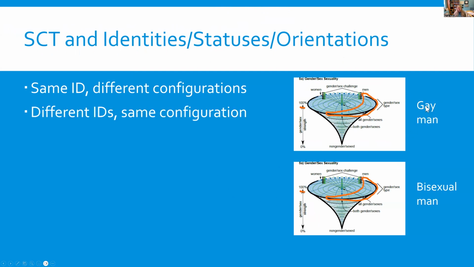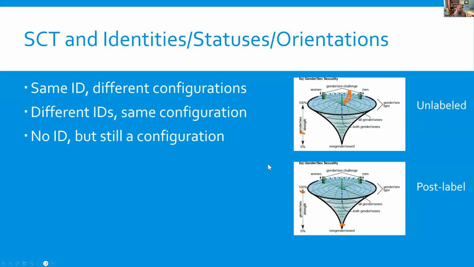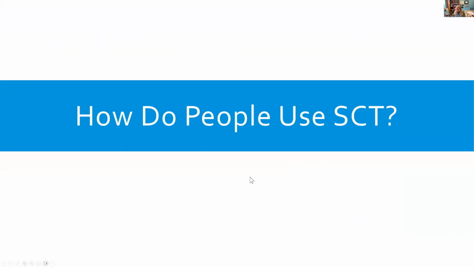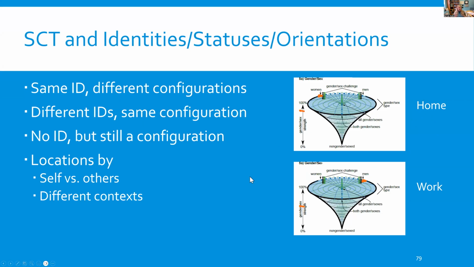We can also have two people with different identities who actually might locate themselves on sexual configurations in the same way. We can have people who have no identities, unlabeled or post-label, who can still indicate their sexual configuration. And we can also have people locate how they understand themselves versus how others might perceive them, something we're often commonly aware of, how they might locate themselves in different contexts. For example, at home, they might move through the world as a woman and at work as a man. And this allows us to attend to identity labels, but also get beyond them to the complexity within them and the often shared experiences across them.